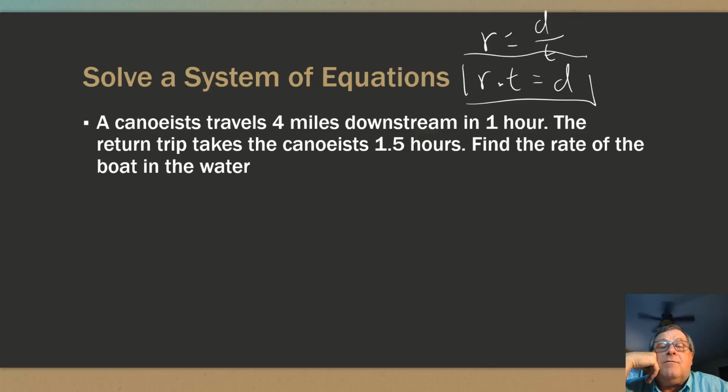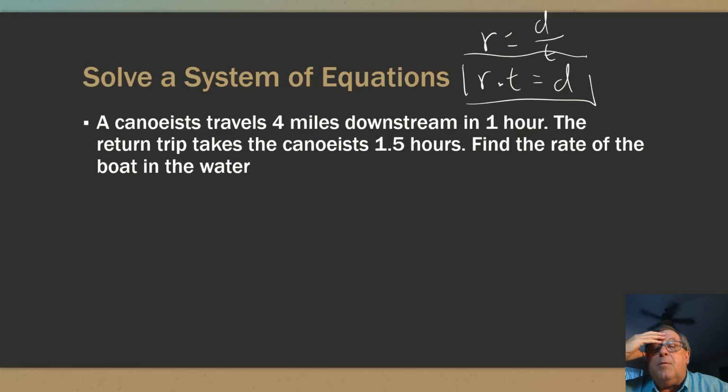So a canoeist travels 4 miles downstream. Well, 4 miles is our distance, in 1 hour, that's our time. Now, our canoeist is going with the current, going downstream. And then it returns. And the return trip, again, has got to be 4 miles. If he went 4 miles downstream and he's coming back to where his tent or his car or his camper or the dock or whatever it is, he's also going to travel 4 miles. But this time he's going against the current.